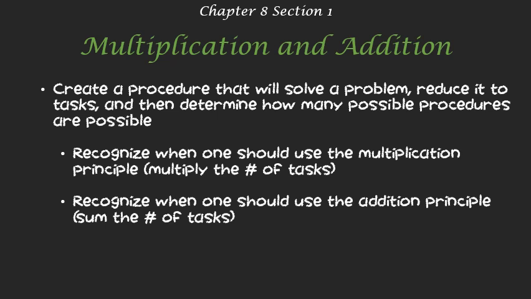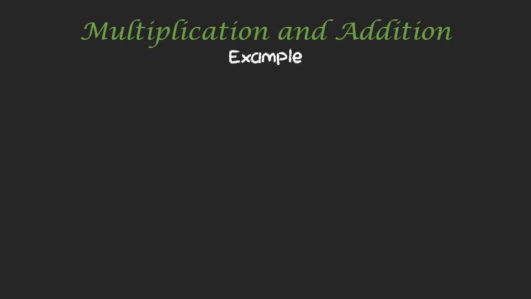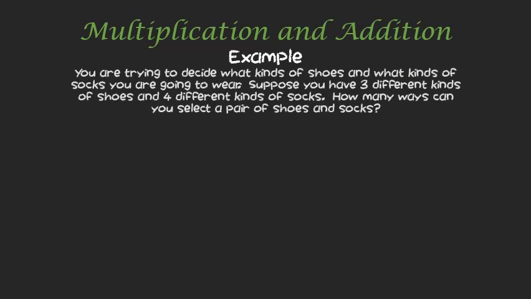Let's get started. So let's just first take a look at an example. The problem in this example is we need to pick out a set of shoes and a set of socks. So we have 3 different kinds of shoes and 4 different kinds of socks, and we want to know, how many ways are there to pick out a pair of shoes and socks together? Okay, so how should we proceed with this? Likely you may already know the answer should be 12, the multiplication between them.